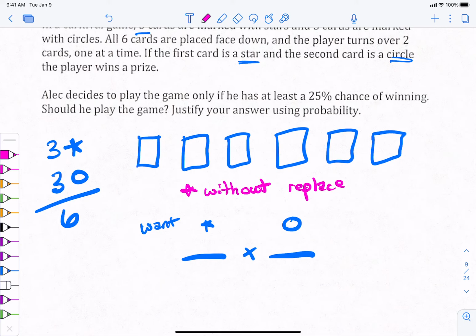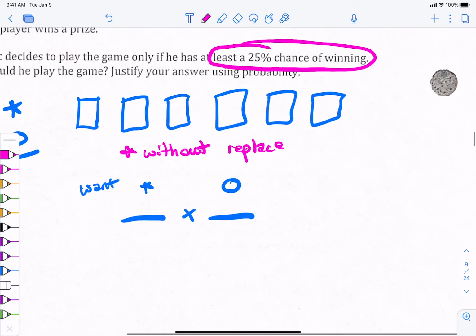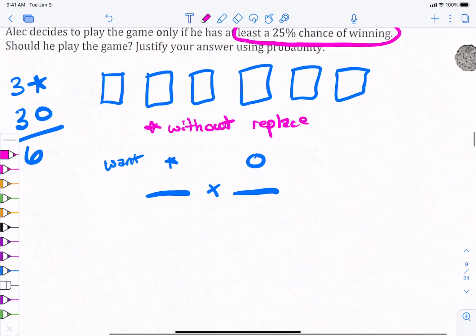It says Alec decides to play the game only if he has at least a 25% chance of winning. He will play. Should he play the game? Let's figure it out. So we have to have at least a 25% chance or he's not going to play. What's the chances of me getting a star first? 3 out of 6. What's the chances of me getting a circle then after that? 3 out of 5 because we're not putting it back, right? But there's still 3 circles, but only 5 total cards, okay?